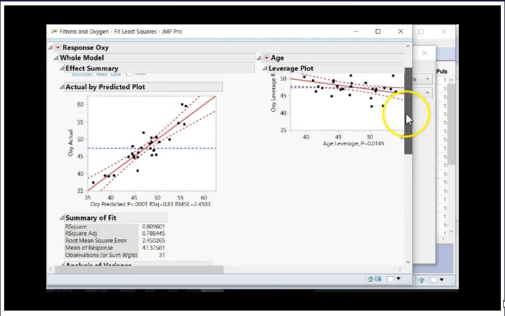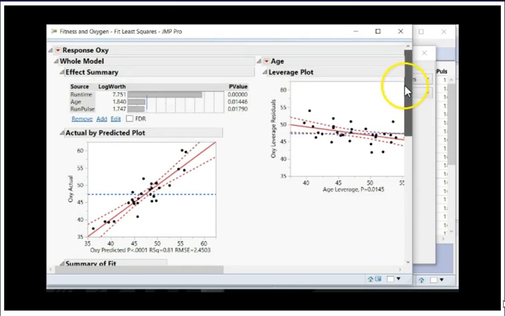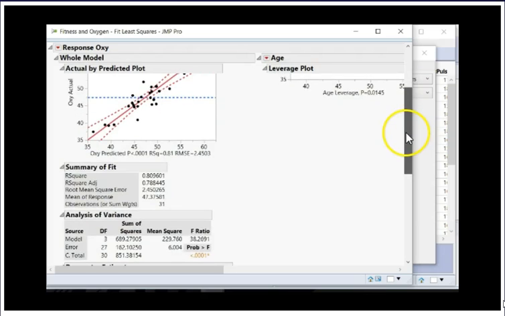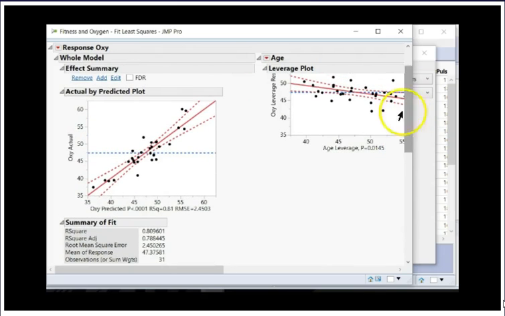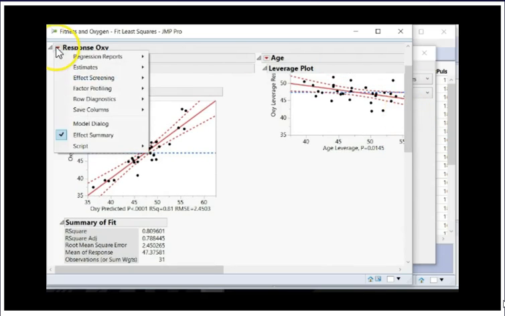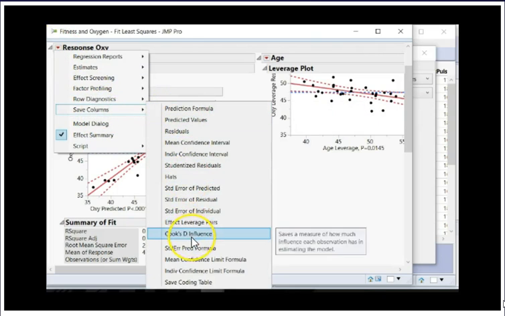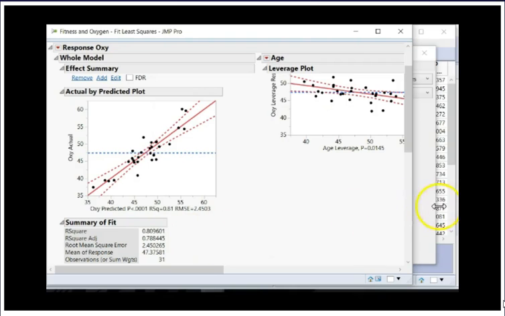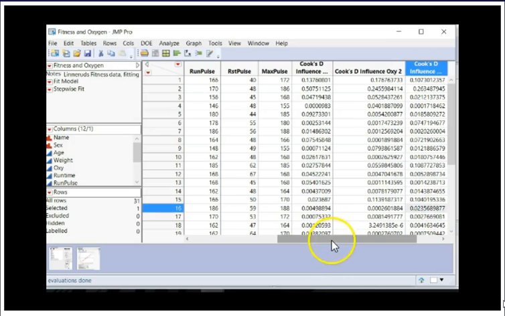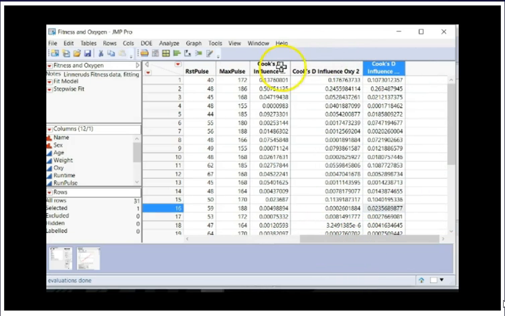The question is, do I have any high leverage points? I still have to think about that. It doesn't necessarily look like it, but I could test for that. If I come back up and ask to save my columns, and ask to have those Cook's D influence terms saved back to the model. So you can tell I've done this quite a few times. So with this current regression model, the Cook's D influence is going to change depending on what model you're using.